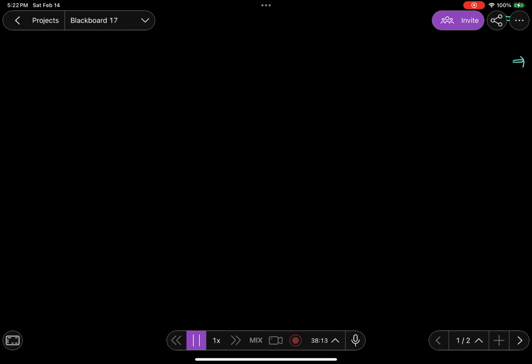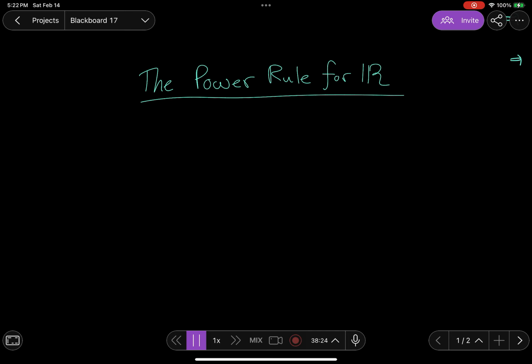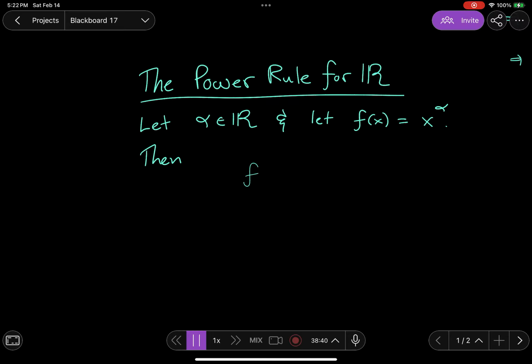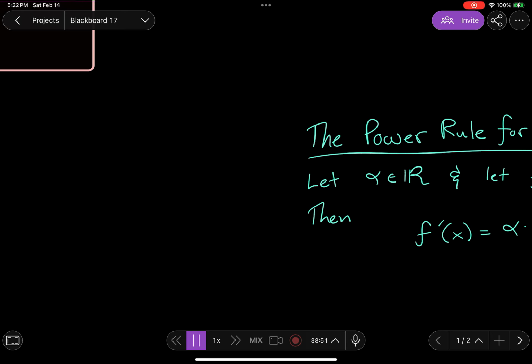The power rule. Let alpha be a real number, and let f of x equal x to the power of alpha. Then f prime of x is equal to alpha times x to the power of alpha minus 1. In other words, once we have this, I can do crazy things like this.